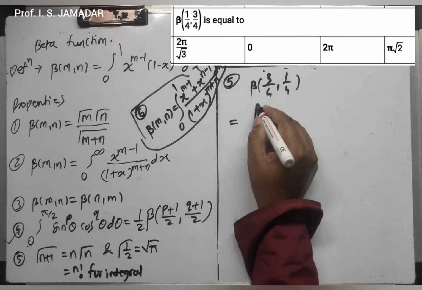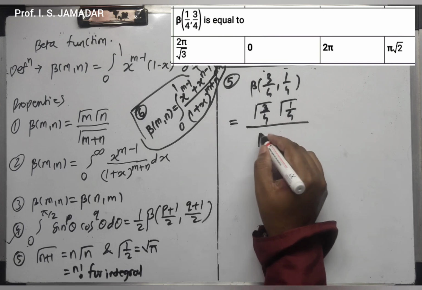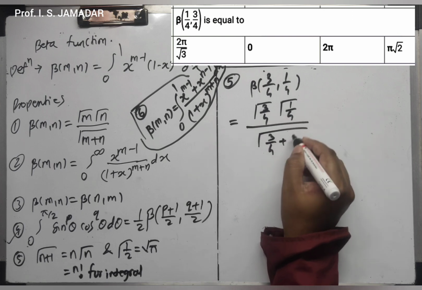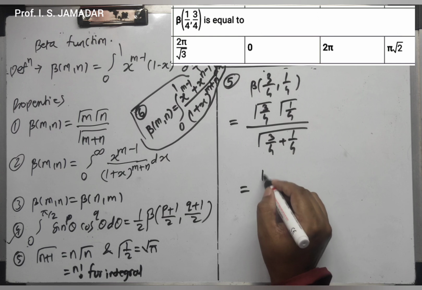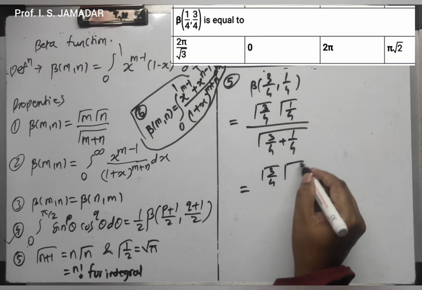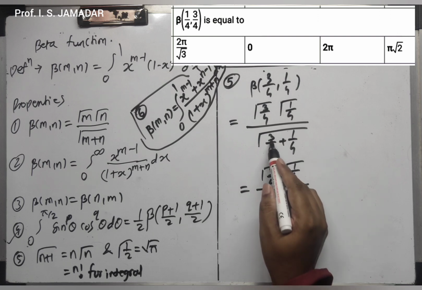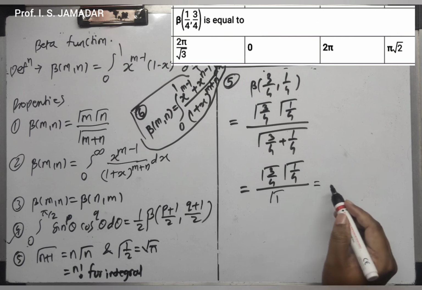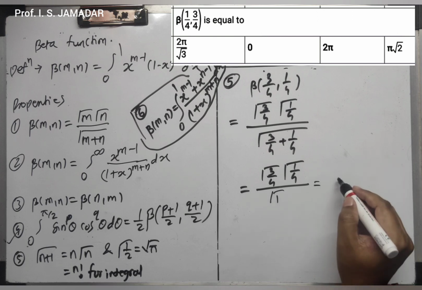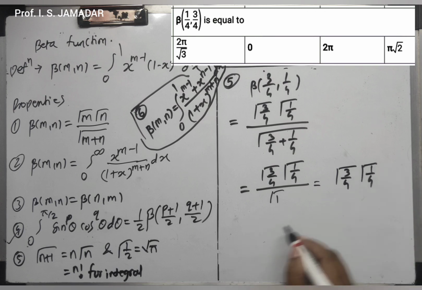By the relation between beta and gamma, it is gamma 3 by 4 into gamma 1 by 4 divided by gamma of 3 by 4 plus 1 by 4, using this first property. That is gamma 3 by 4 into gamma 1 by 4 divided by gamma of 4 by 4, that is gamma 1, and gamma 1 is 1, so what remains is only gamma 3 by 4 into gamma 1 by 4.